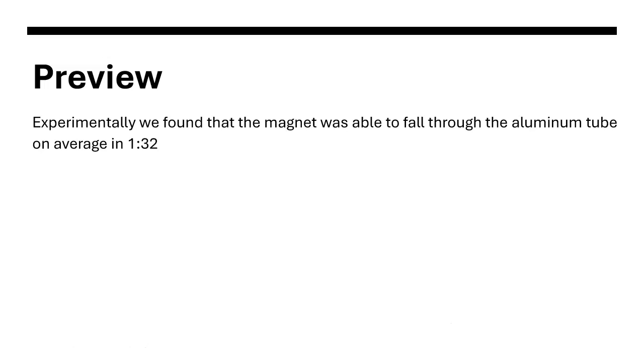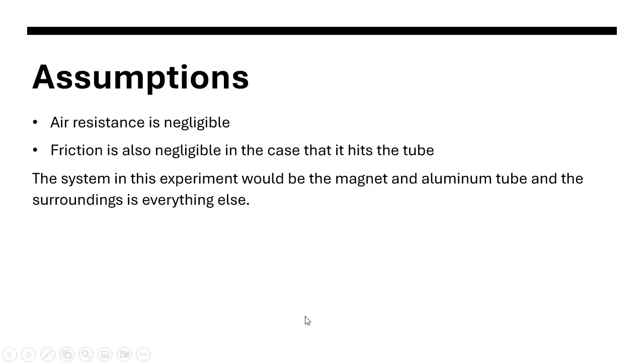To preview our data in lab, we found that the magnet was able to fall through the aluminum tube on average in 1 minute and 32 seconds. And when doing the observational model, we had to neglect air resistance as well as friction when the magnet hits the tube. In this experiment, our magnet and aluminum tube were the system and everything else was the surroundings.